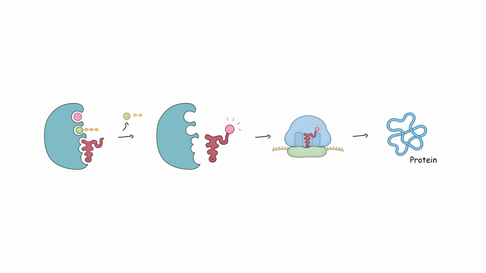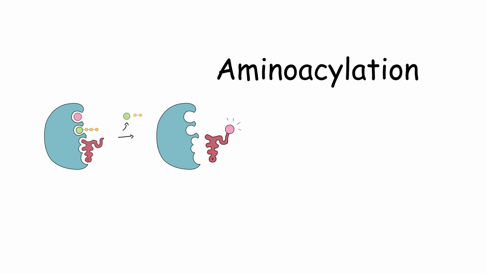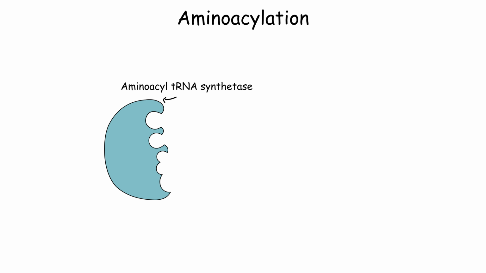Before a protein is made, and before tRNA even enters the ribosome with an amino acid, there's one critical step that decides whether the protein will be correct or completely wrong. This step is called aminoacylation, or charging of tRNA. In this process, an amino acid is attached to its specific tRNA by an enzyme called aminoacyl tRNA synthetase.